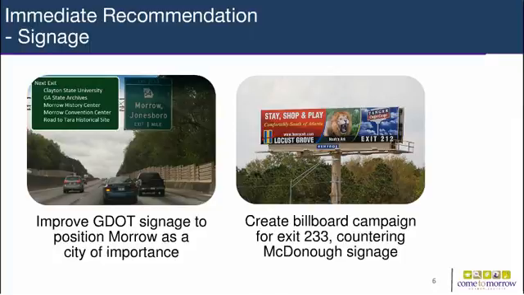The second opportunity is a little bit more creative. Morrow suffers from little visibility from the interstate due to high retaining walls. By soliciting the Georgia Department of Transportation to add additional informational signage to the Morrow exit, Morrow could reposition itself as a city of significance, as seen in the mock-up photo.